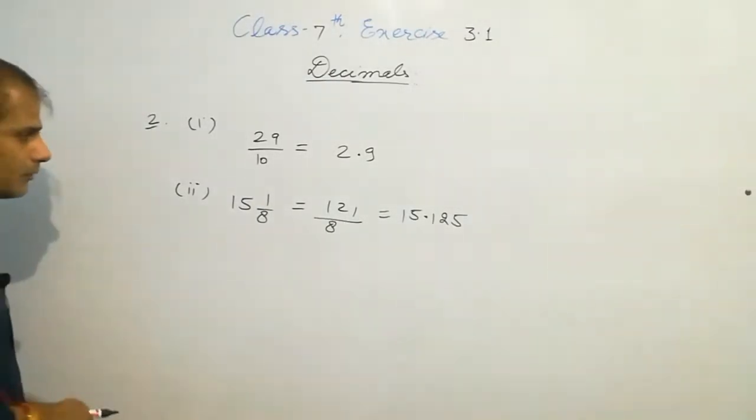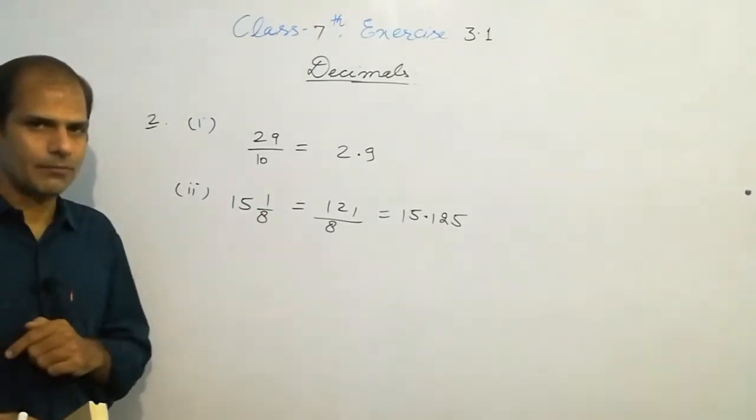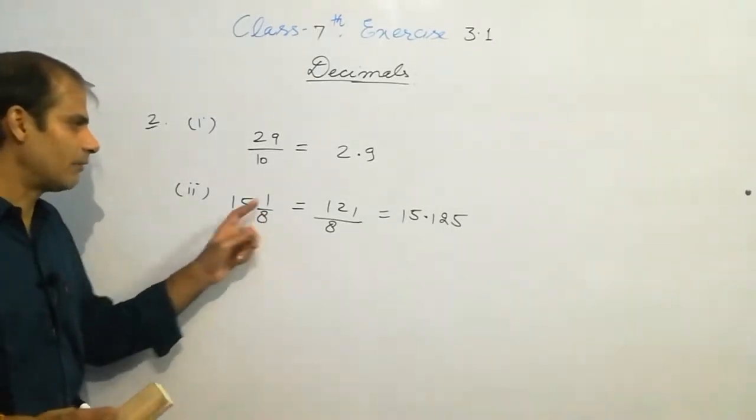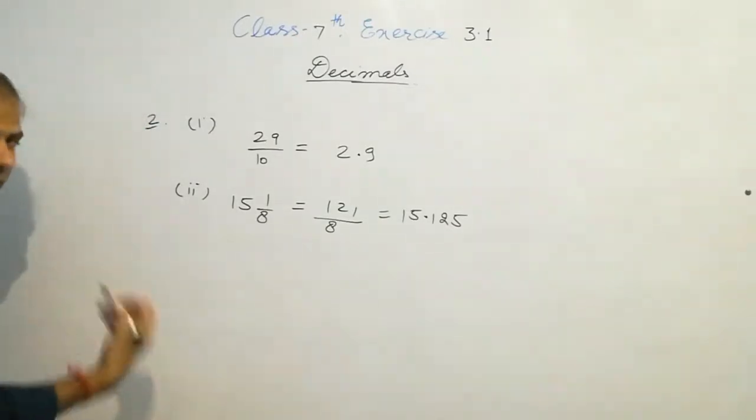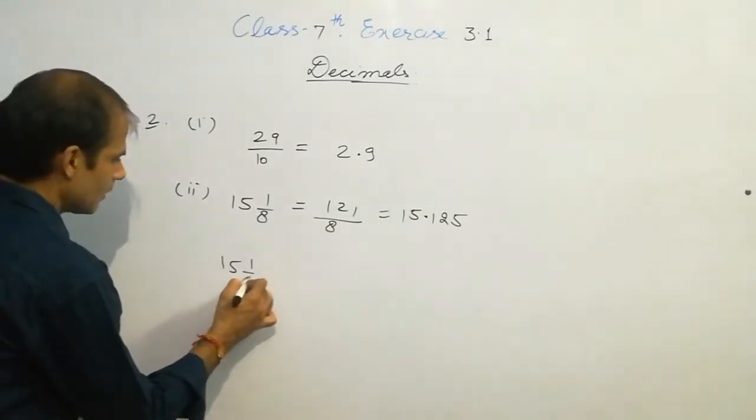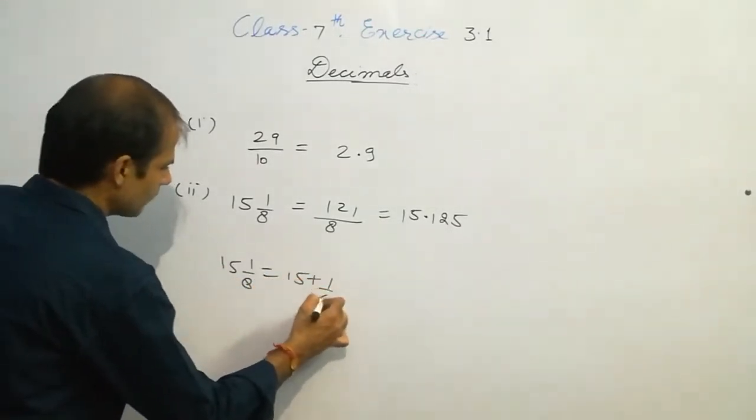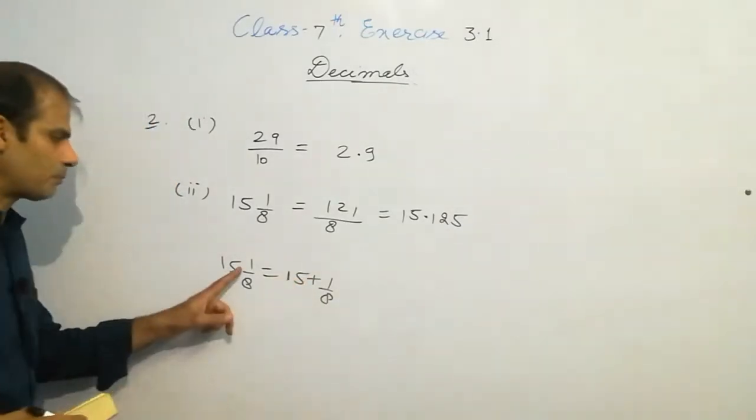आपको ये याद रखना होगा कि 1 upon 8 की वैल्यू क्या होती है. So first we have to separate 15 and 1 upon 8. I am going to tell you the second method. It can be written as 15 plus 1 upon 8. हम बीच में यहाँ पे प्लस साइन लगाएंगे.